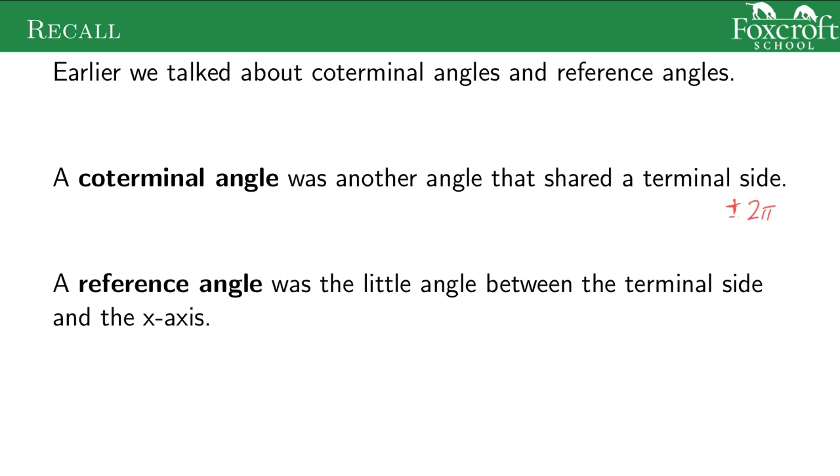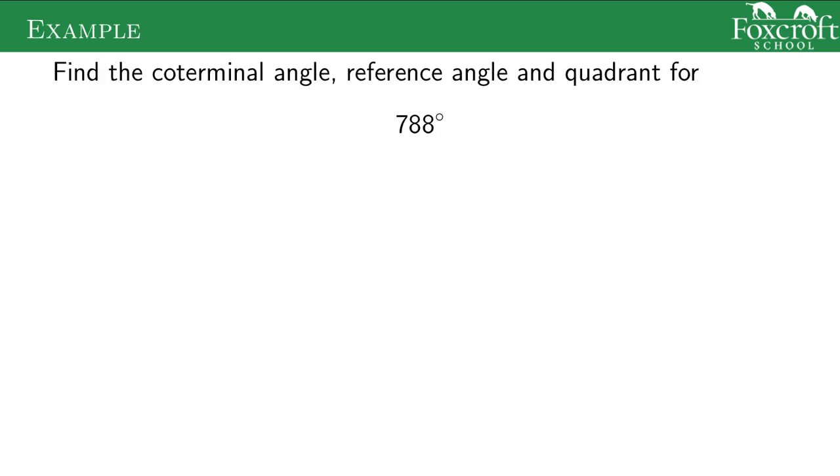A reference angle is the little angle between the terminal side and the x-axis. In radians, this was pretty simple. You basically just looked at the denominator and that told you the reference angle. All right, so in degrees, it's a bit different. The coterminal part is not going to be much different. We're just going to use a full circle, and a full circle in degrees is 360 degrees.